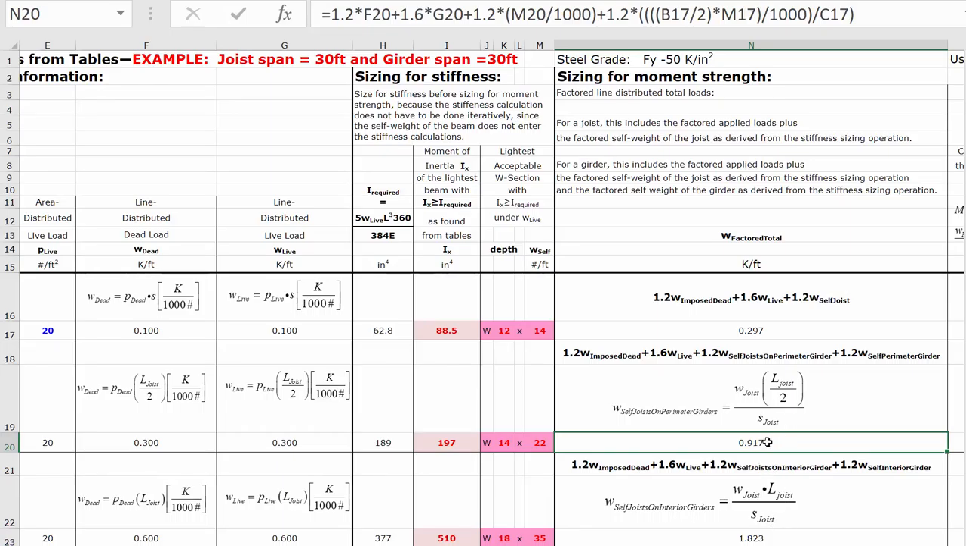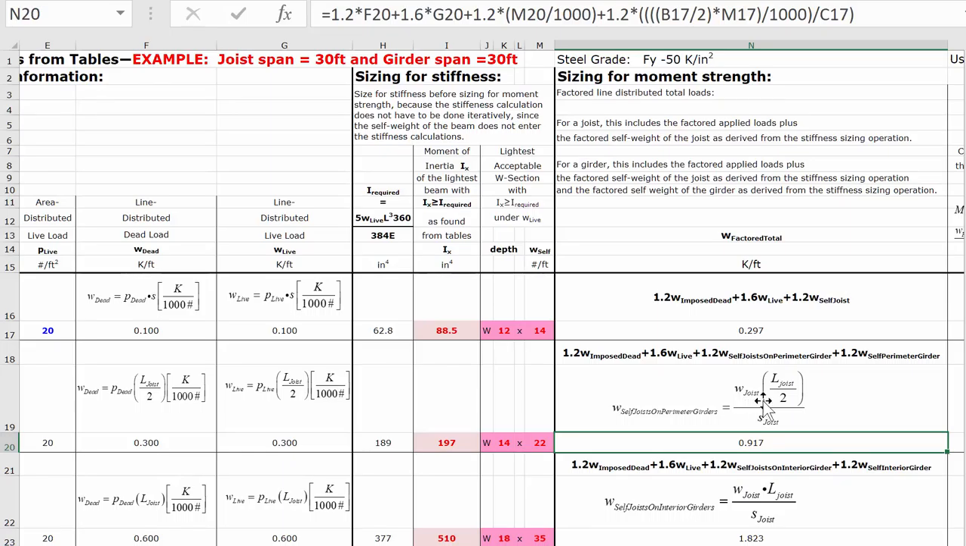So we do that sizing procedure and we end up with this number. And then finally, we have something very similar on the interior girder. The major difference is that on the interior girder, the effective line distributed weight associated with the self weight of the joist on the interior girders is now going to be W of the joist times L of the joist.